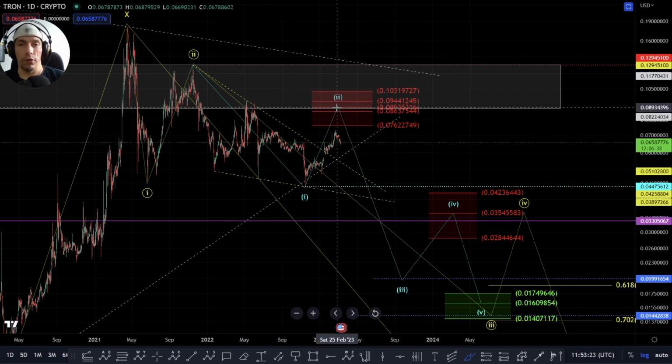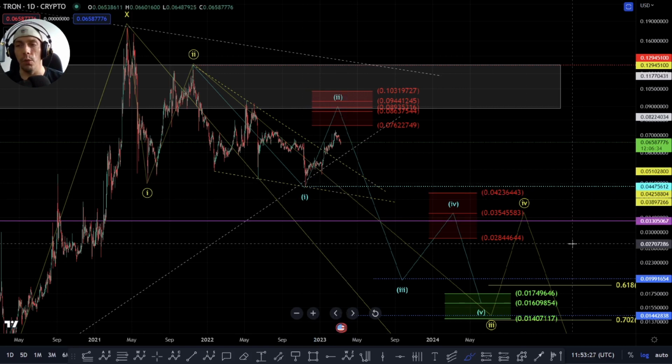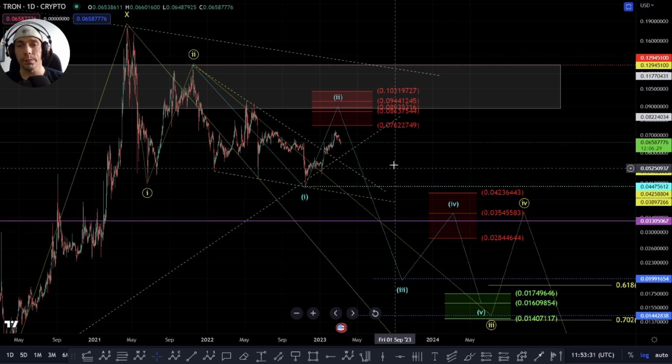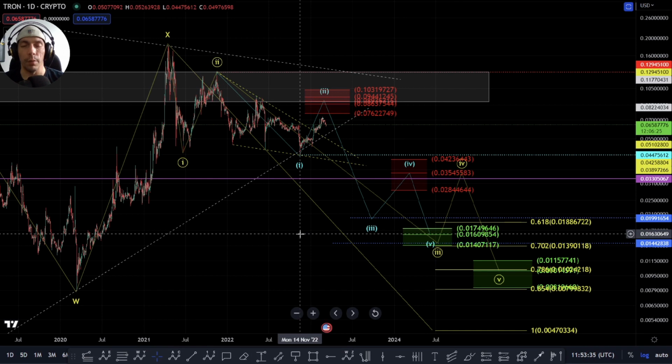If we do get a rejection off here, it's going to be key whether we can maintain this flow of the 04475 or whether we actually break down deeper. Okay, so that's what I'm currently tracking. We'll try to keep you up to date once we get a bit more information within the waves.